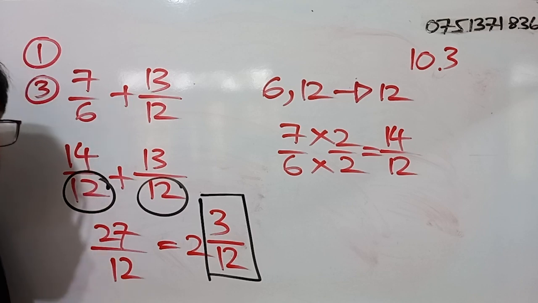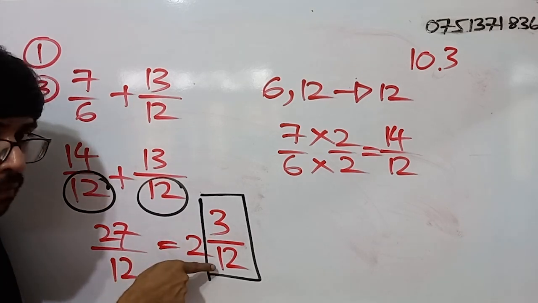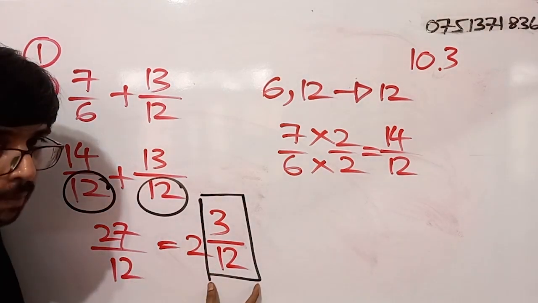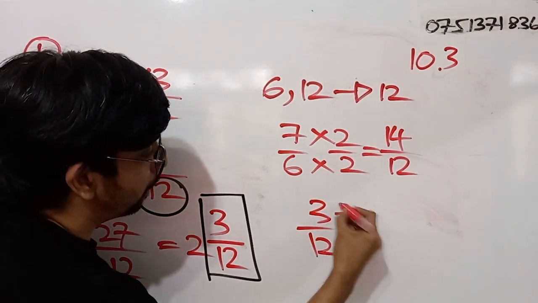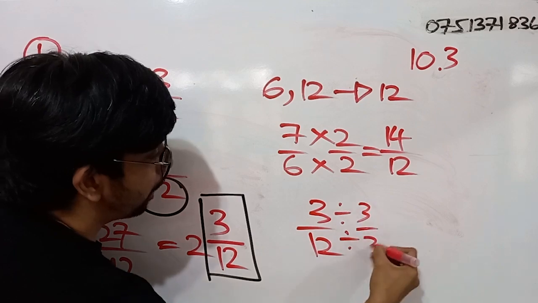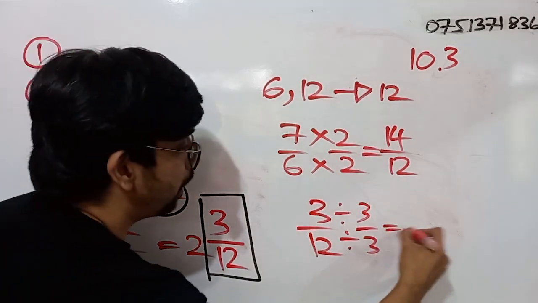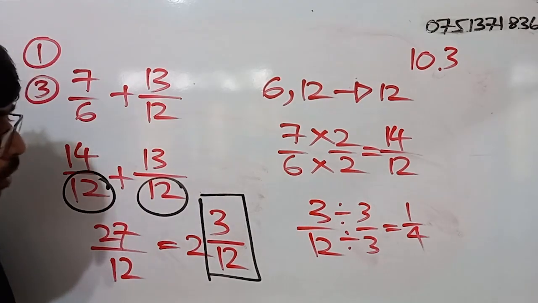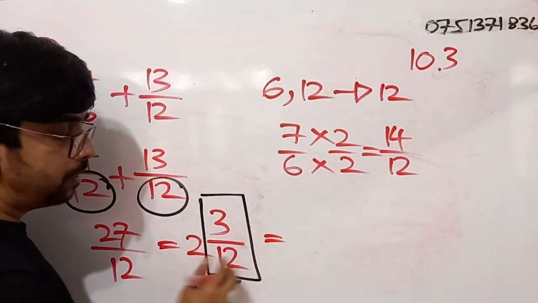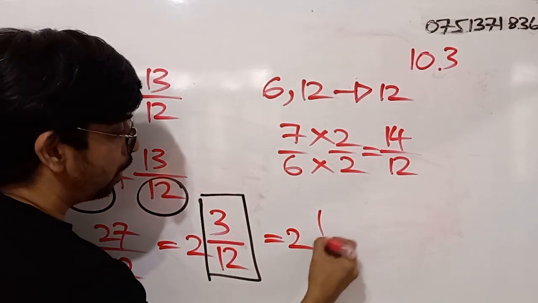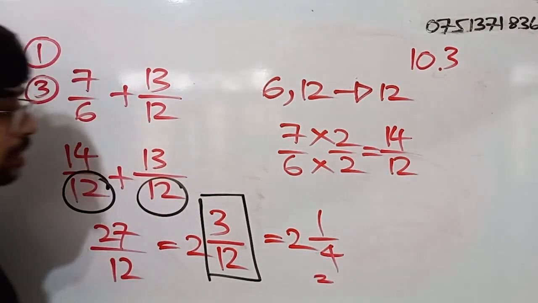There's another thing that we need to do. In 2 and 3 by 12, if we consider the fraction part, we can further simplify that. 3 by 12, we can divide both numerator and denominator by 3. So, what will it be? 1 by 4. So, that means I can simplify this mixed number as 2 and 1 by 4. So, this is the answer.